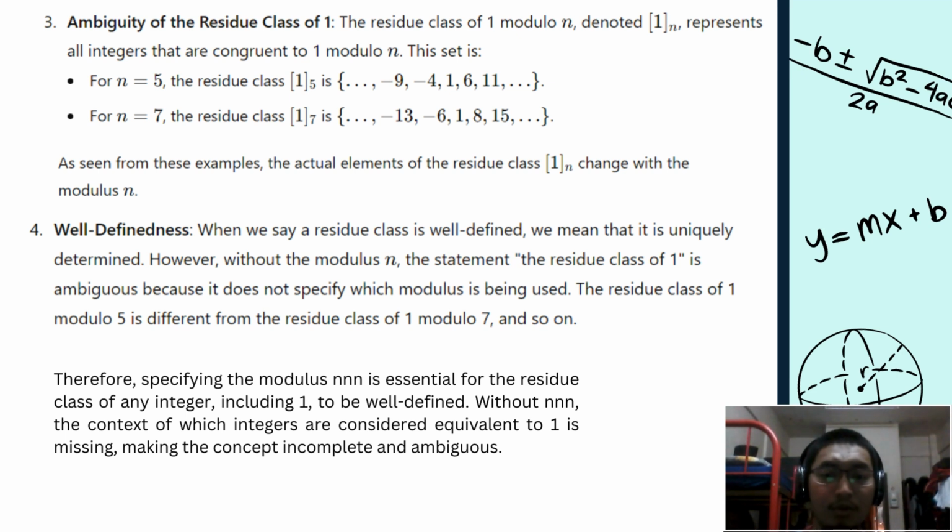However, without the modulus n, the statement "the residue class of 1" is ambiguous because it does not specify which modulus is being used. The residue class of 1 modulo 5 is different from the residue class of 1 modulo 7, and so on. Therefore, specifying the modulus n is essential for the residue class of any integer, including 1, to be well defined. Without n, the context of which integers are considered equivalent to 1 is missing, making the concept incomplete and ambiguous.